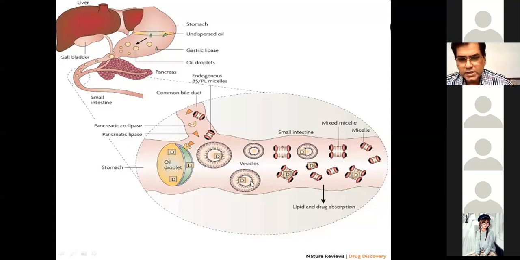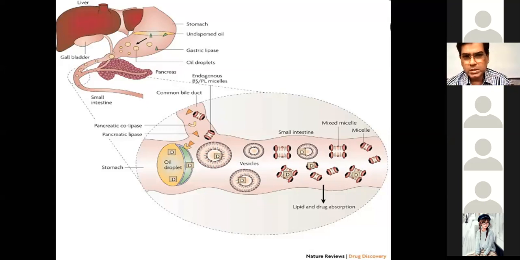What are these? These structures are known as micelles. So with the action of pancreatic lipase and bile salts, these oil droplets or fat droplets are converted into simpler structures known as micelles, and these micelles are actually absorbed by the intestine.